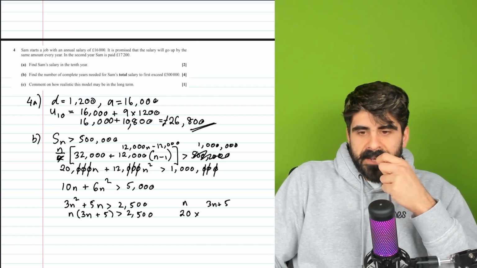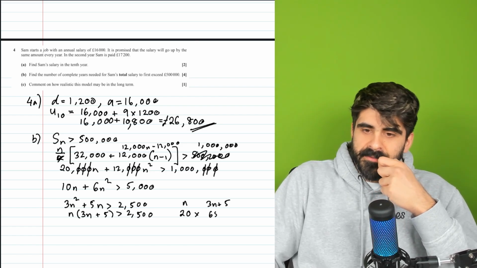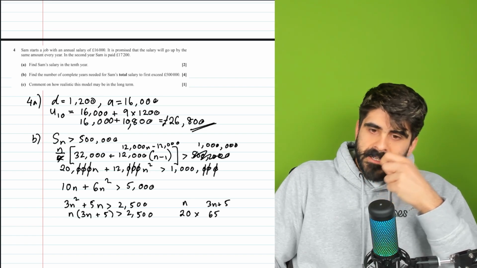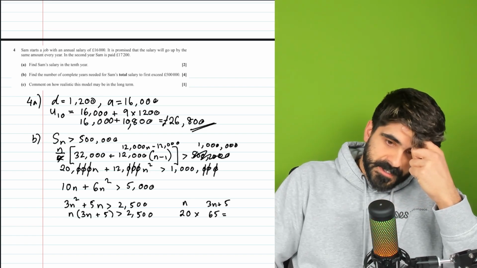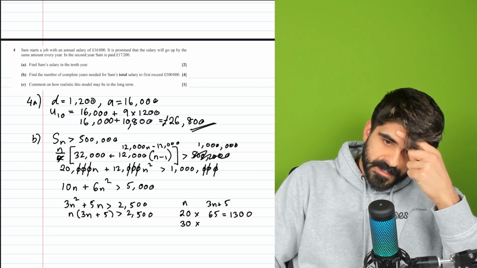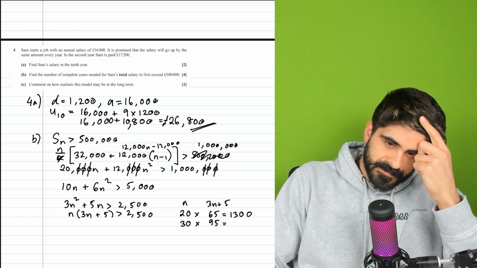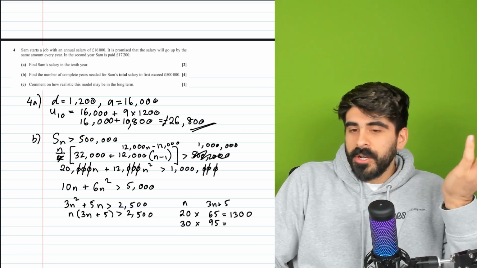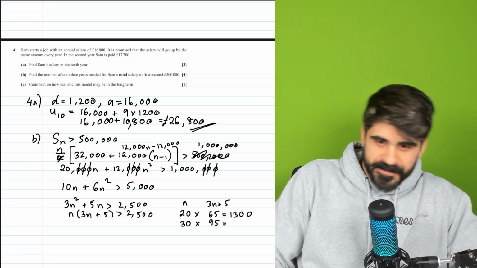20 times, what is that? 3 times 20, 65. 2 times 65 is 130, then add a 0. So too small. 30? That'll be 95. It's probably too big, isn't it? Too big, too small, just right.